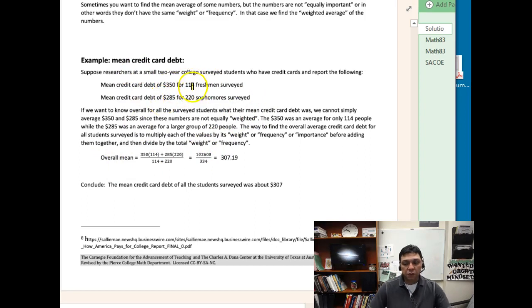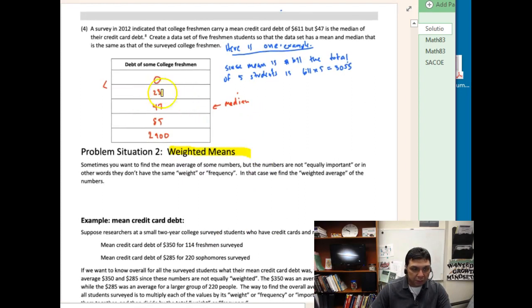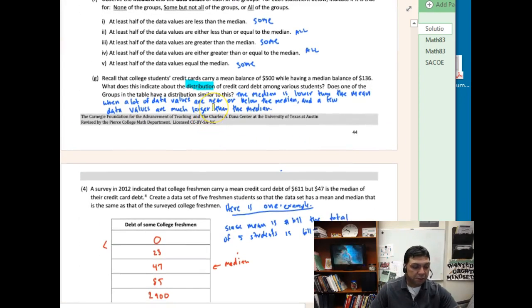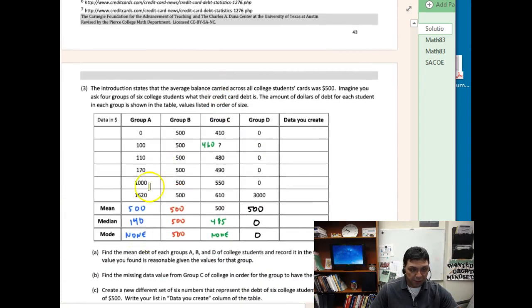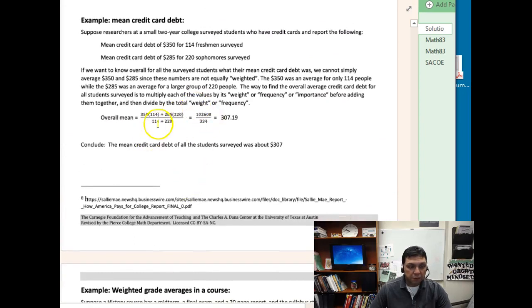Since I don't have individual data, like the actual numbers we had before, we have to use this method of a weighted mean. You can see there is $350 in debt times 114 students, plus the 285 times 220 students. Then you divide that by the total number of students, because we're looking at credit card amount per student. So it's about $307 per student.